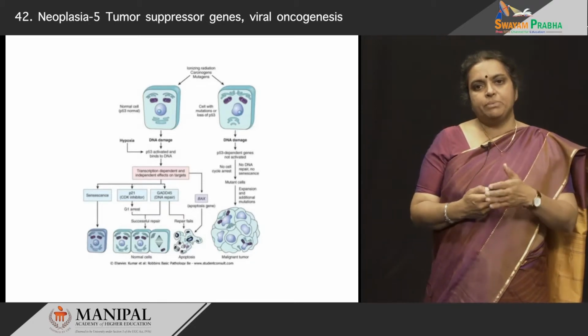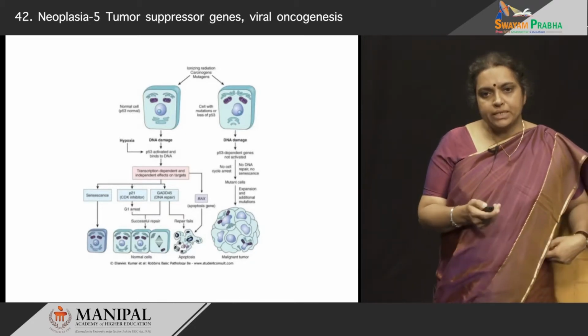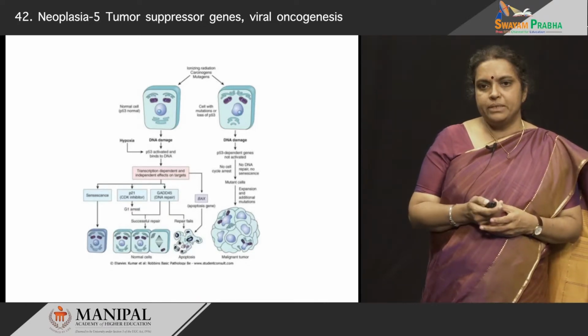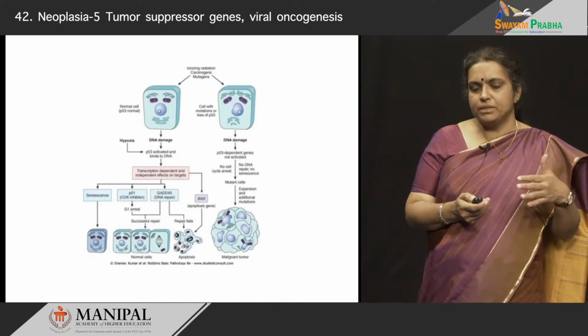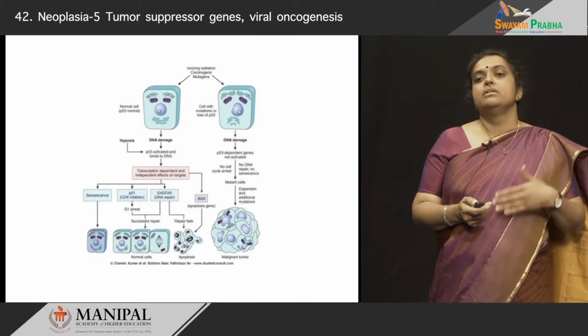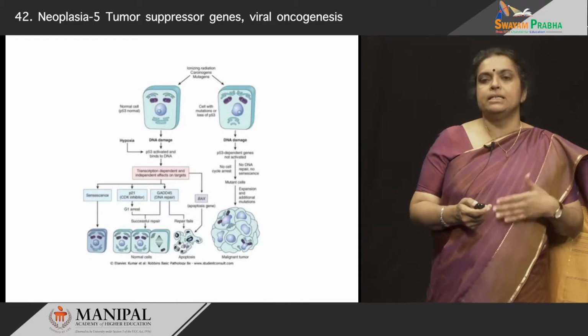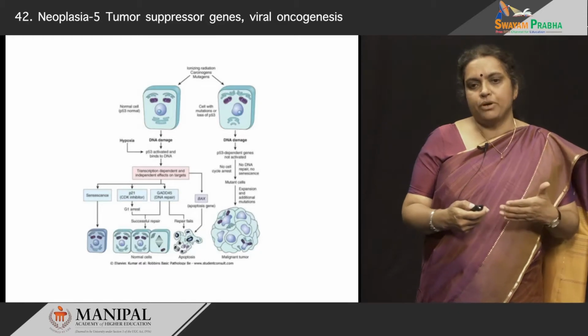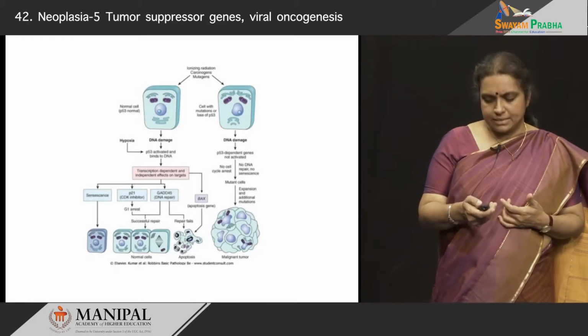Whereas, the cell in which P53 is mutated, if there is DNA damage, the P53 dependent genes are not activated. So, the cell is not arrested, even the damaged cell which has a DNA damage is allowed to proliferate and it can become cancerous.